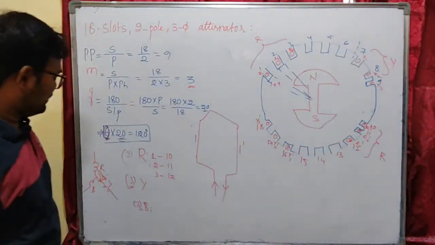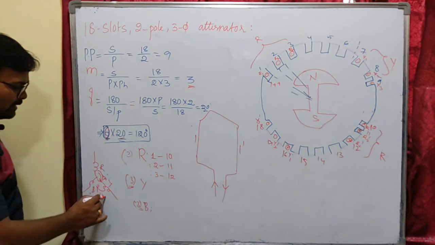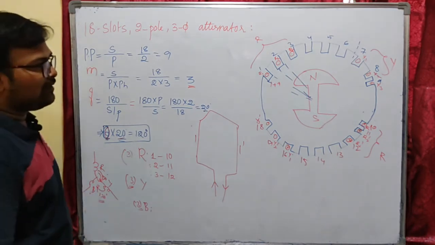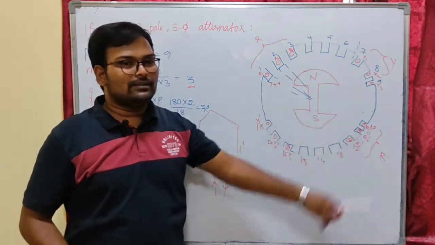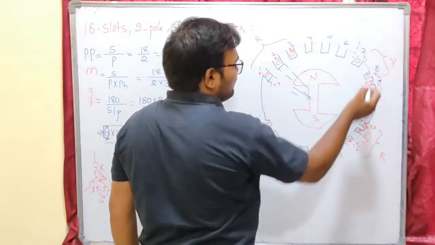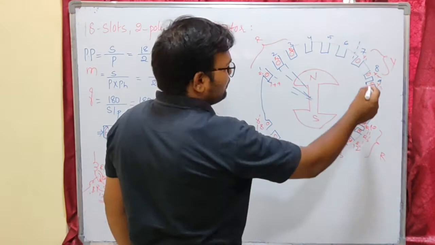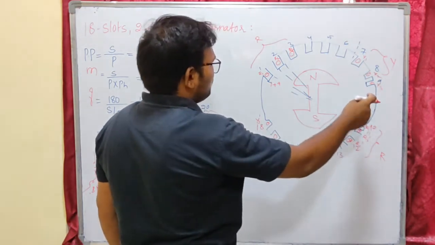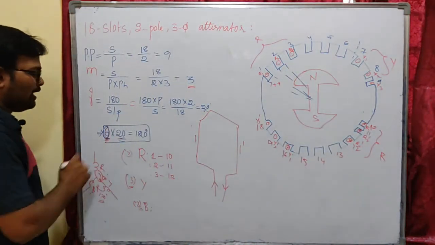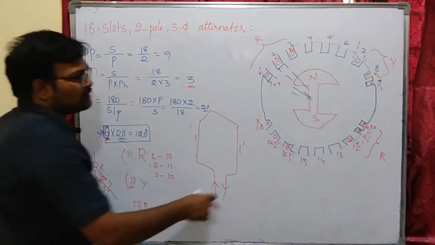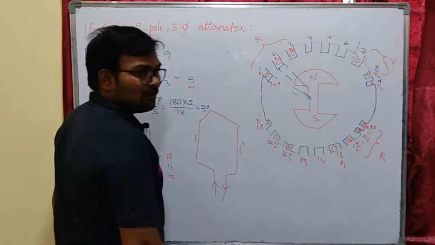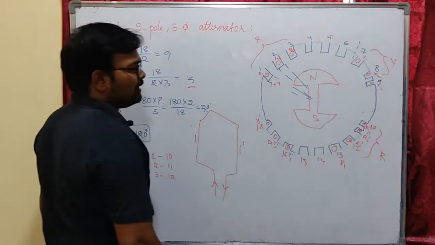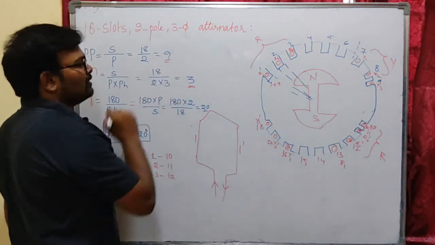Okay. Let me consider our B phase. The B phase will be placed 120 degrees away from the Y phase. That will happen if I place the B phase after 4 slots from the Y phase, sorry, after 6 slots, right? After 6 slots only I have to keep the B phase from the Y phase. That will become 7 plus 6, which is 13. So this is my B1. If I keep B1 here, I have to keep B1 dash after 9 slots to have full pitch winding.